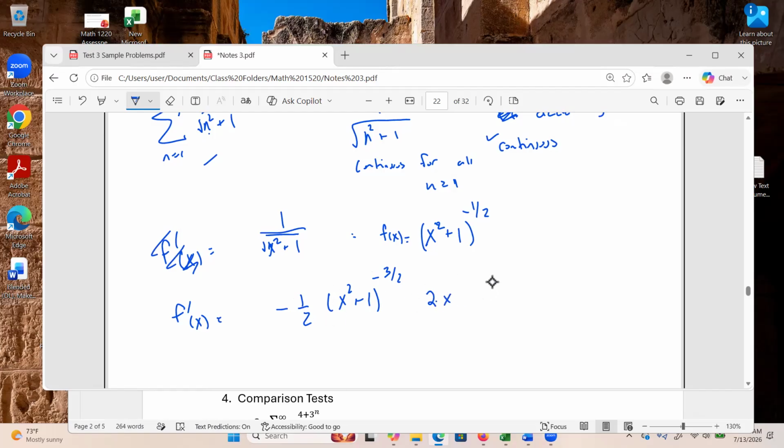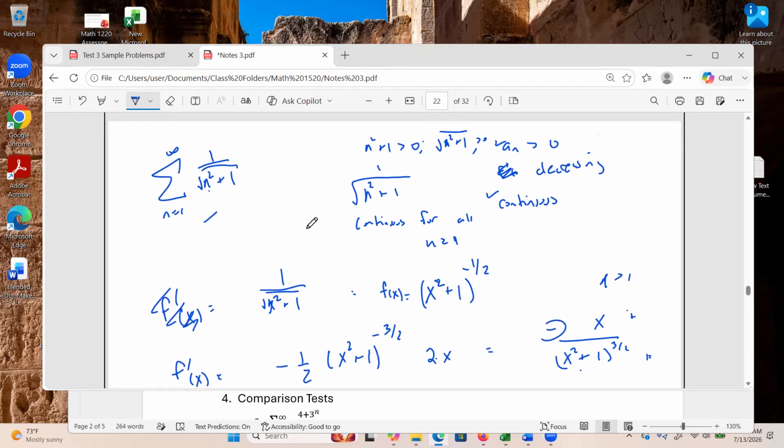And now the twos are going to cancel, so we end up with negative x over x squared plus one raised to the three halves power. Again, this is inside of a square root, so it's always going to be positive. We have a negative outside of positive and positive. Again, x is greater than or equal to one, so this is going to be positive, this is going to be positive, and we have a negative sign out front. It's always going to be negative. It's a decreasing function.